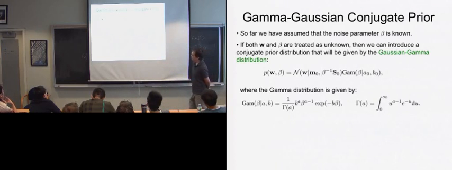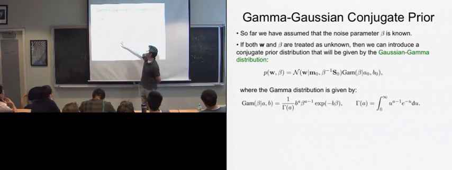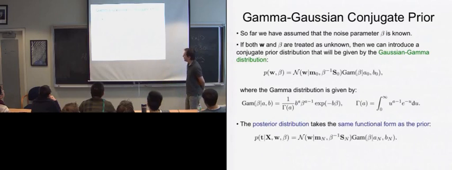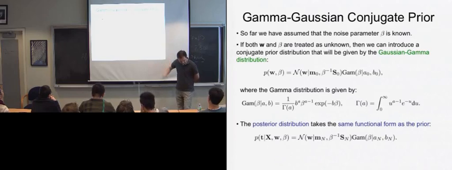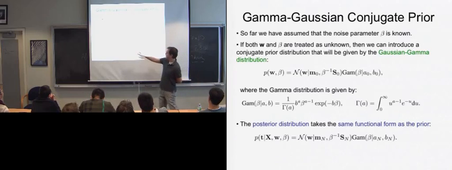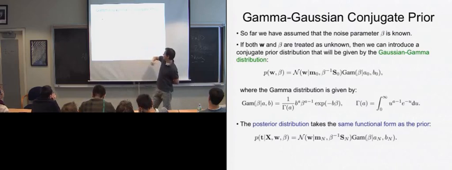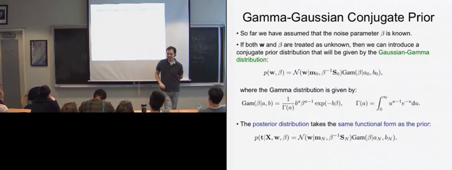The gamma distribution is given by this expression here. Again, for those of you who've taken stats classes, this is one of the basic distributions. The reason why it's a useful distribution to know about is that the posterior distribution takes the same functional form as the prior. So the posterior distribution of the parameters is going to be a Gaussian times a gamma.